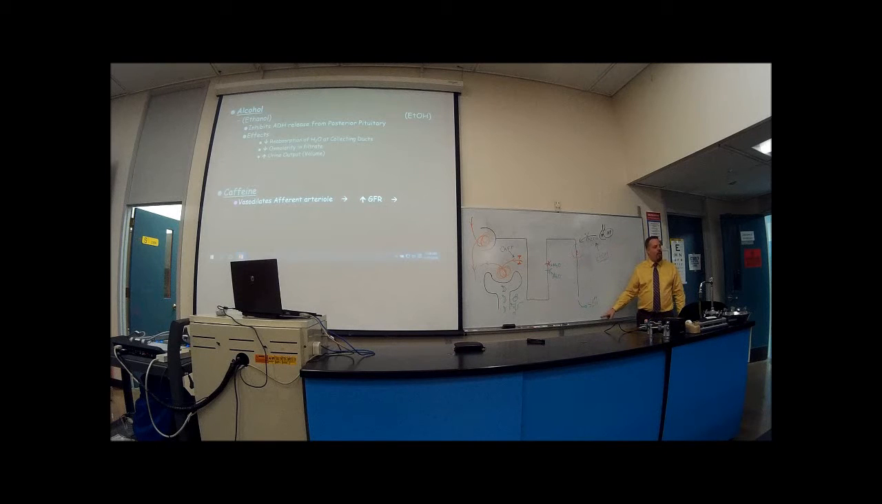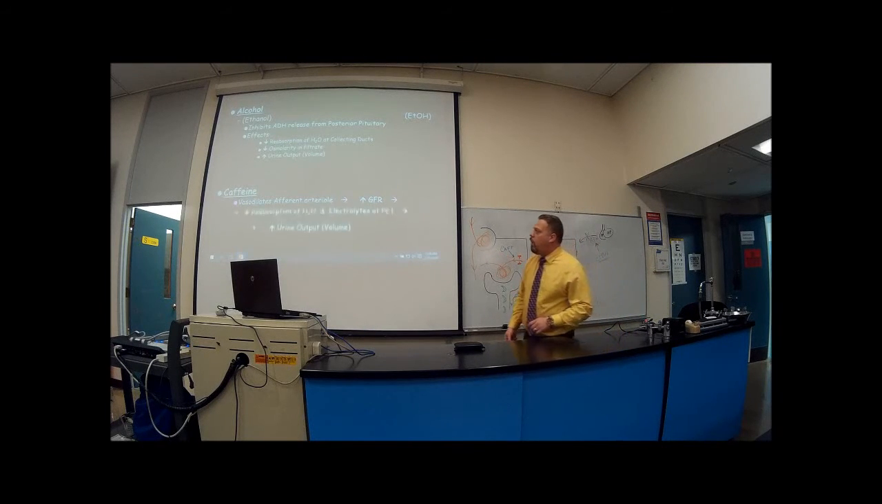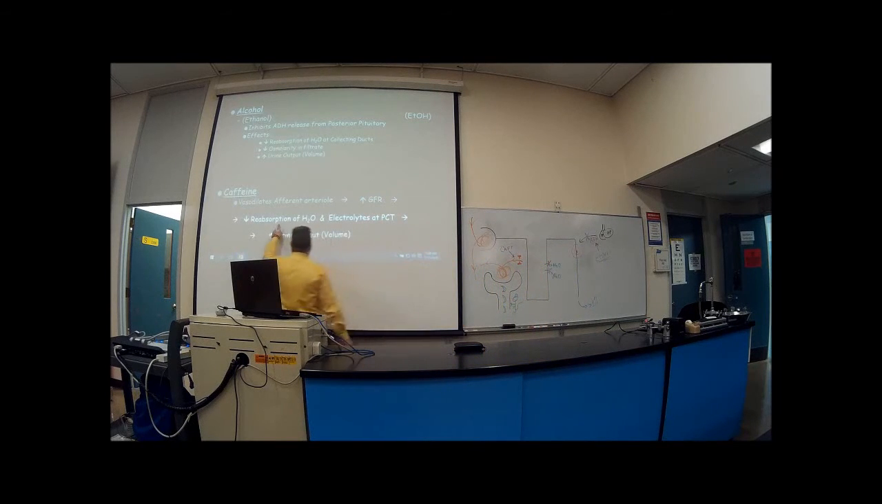That's how caffeine works. It vasodilates the afferent arteriole, and that increases the GFR, which means you're going to decrease reabsorption of water and electrolytes at the PCT, even to 50, I'm just giving you the number, which means you're going to increase the urine output volume because it's going to be more concentrated when you get to the DCT, and water doesn't want to go back and get reabsorbed. It wants to stay there to keep it diluted. So water goes out this way, and that's why caffeine makes you pee.